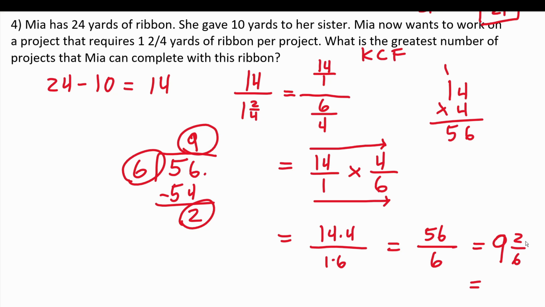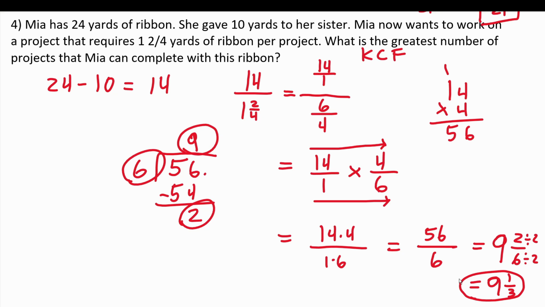Again, 2 and 6 have a common factor of 2, so we can divide both of them by 2. This becomes 9. 2 divided by 2 is 1. 6 divided by 2 is 3. So in other words, Mia can complete 9 1/3 projects. In other words, she can only complete 9 full projects.